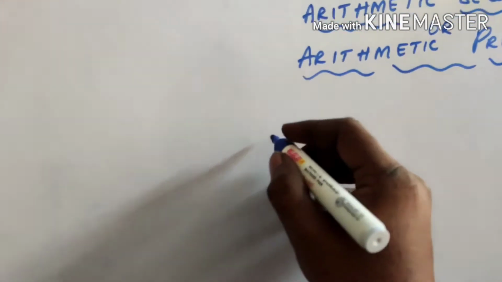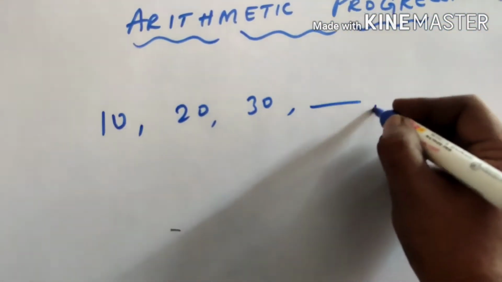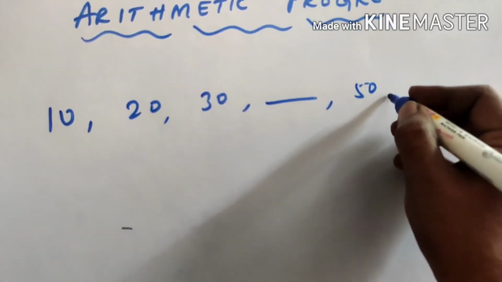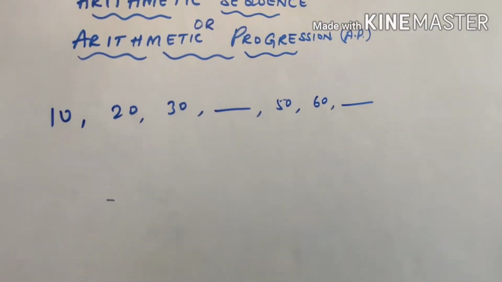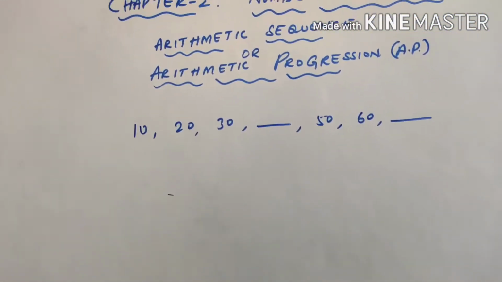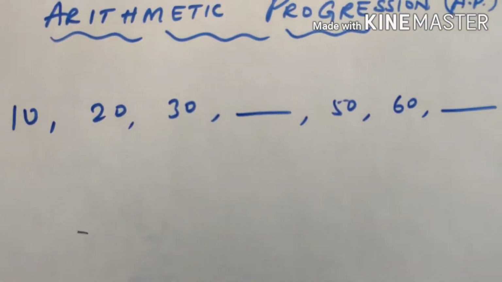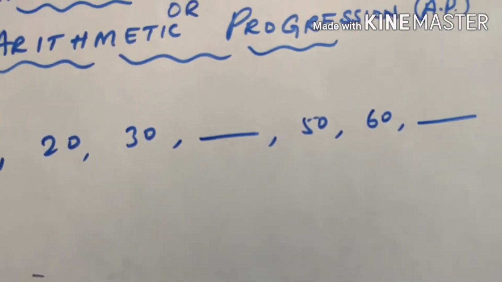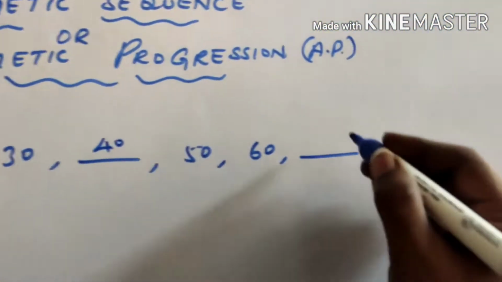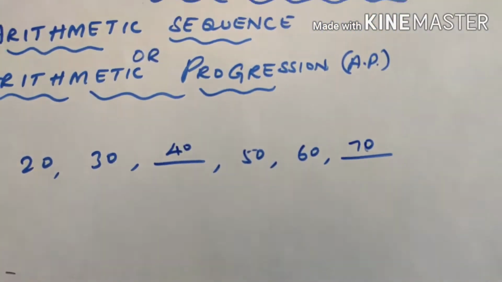For example, in lower classes you would have studied this. See here, for example, 10, 20, 30, dash, 50, 60, dash. Okay, so in the lower classes, third, fourth, this we call find the missing numbers. You would have seen this question. So what you will write: 40, and here you will write 70. Okay, so these are the missing numbers.